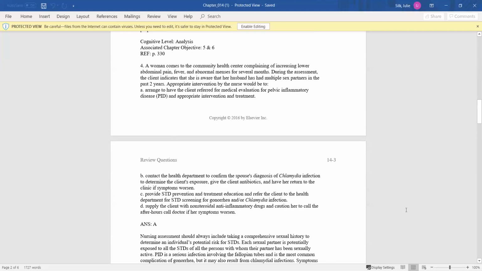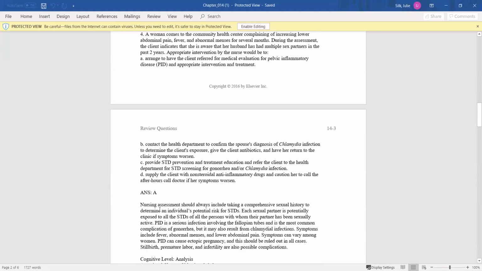Huh. So down here it says nurses' assessment should always include taking a comprehensive sexual history to determine potential risk for STDs. Each sexual partner is potentially exposed to all STDs of all persons with whom they've been sexually active. Pelvic inflammatory disease is a serious infection involving the fallopian tubes and the most common complication of gonorrhea, but it may also result from chlamydial infections. So it's those symptoms, I guess, that we were supposed to pick out. So the fever, the abnormal menses, and lower abdominal pain.